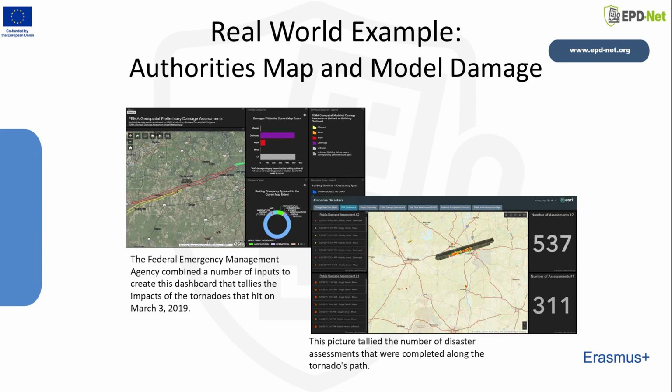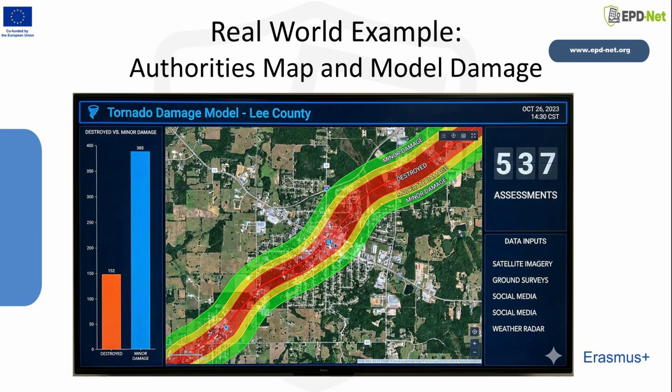Instead of looking at disconnected reports, decision-makers could immediately understand where damage was most severe and what communities needed urgent assistance. On the right, we see another essential output, a visual tally of completed damage assessments directly along the tornado's path. Each symbol represents a verified assessment, allowing teams to track progress, identify gaps, and prioritize remaining areas.